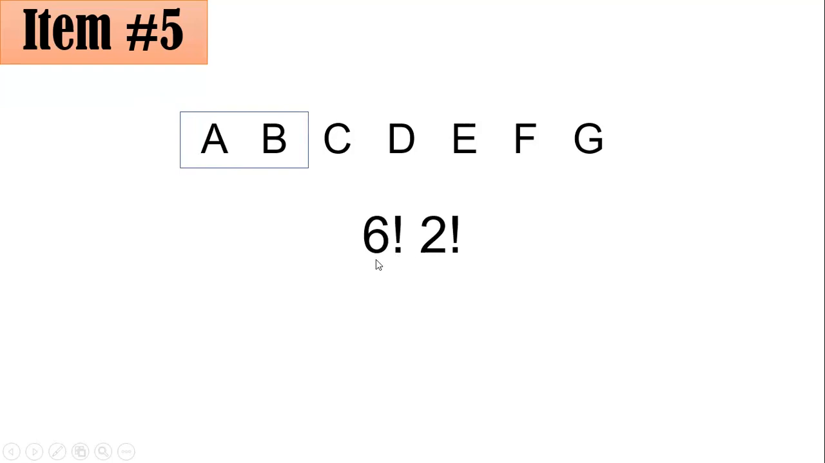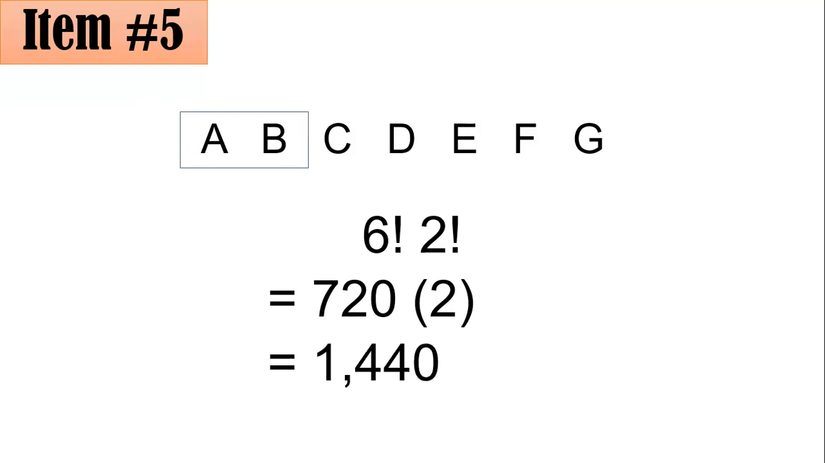And you might ask, where did the 2 factorial come from? Because these 2 people could still arrange in 2 factorial ways. And hence, 6 factorial is 6 times 5 times 4 times 3 times 2 times 1, or 720. And 2 factorial is 2 times 1, or 2. And hence, the total number of ways is 1,440. Therefore, if you answered C, you got it right.